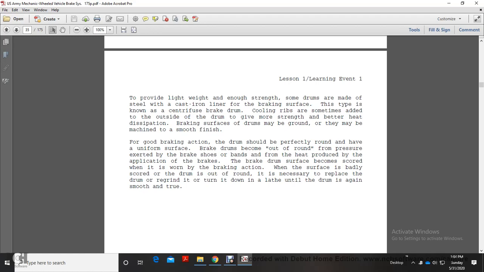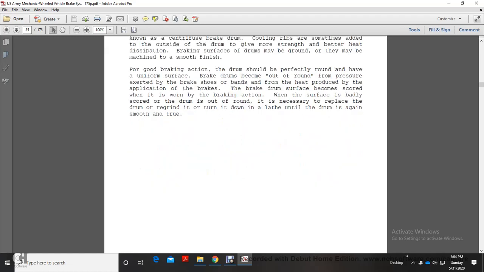For good braking action, the drum shall be perfectly round and have a uniform surface. Brake drums out of round affect the pressure exerted by the brake shoes. Because of the heat produced by application of the brake, the drum surface becomes scored and worn in braking action. If the surface is badly scored and the drum is out of round, it is necessary to replace the drum, or to regrind it or turn it down on the lathe until the drum is again smooth and true.